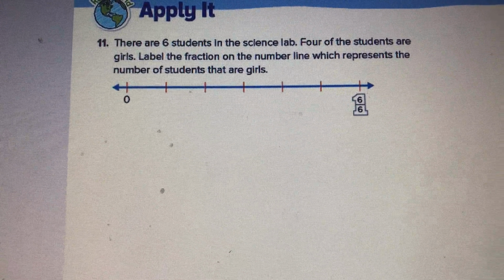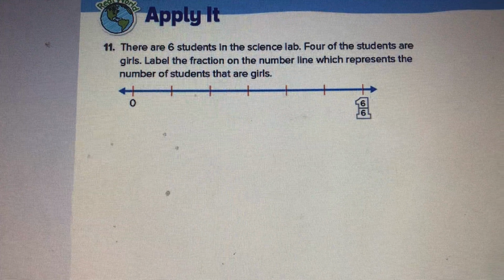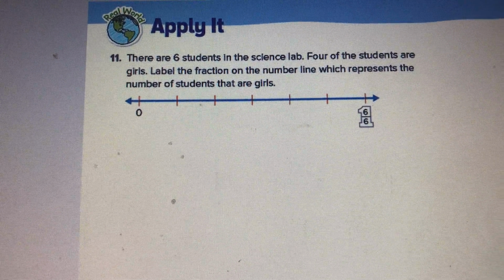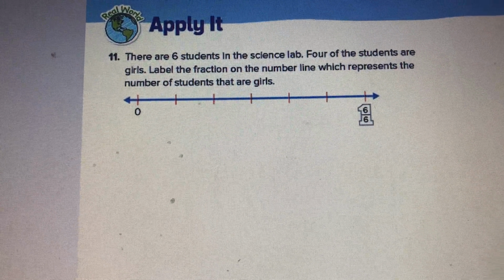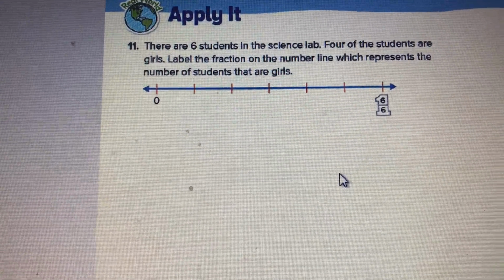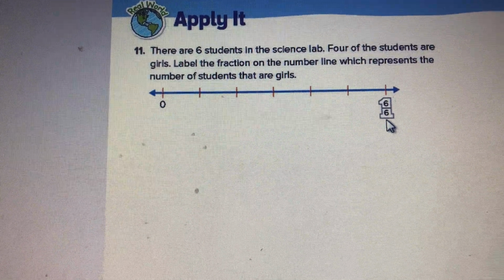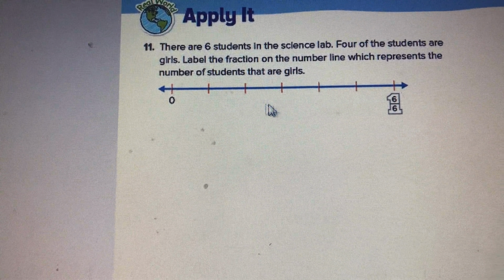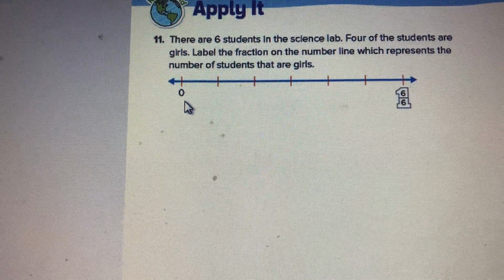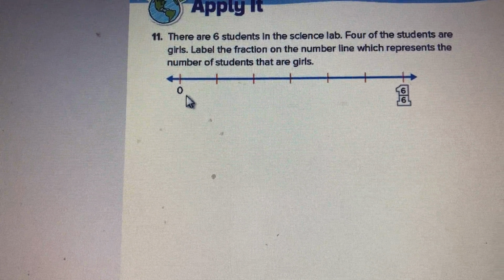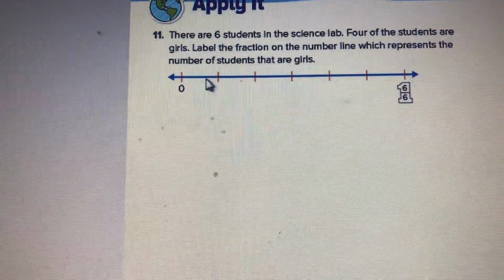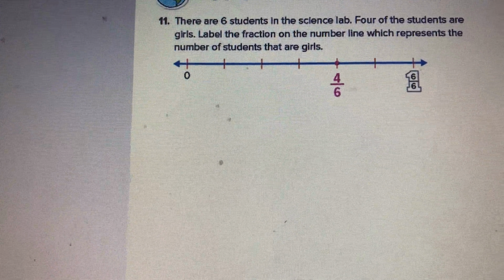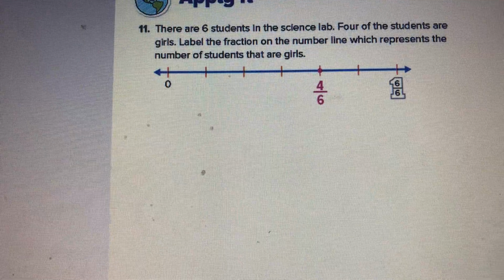There are 6 students in the science lab. 4 of the students are girls. Label the fraction on the number line which represents the number of students that are girls. All we need to do here is see that our number line is divided into 6 equal parts. This is 6/6, so this would be 5/6, 4/6, 3/6, 2/6, 1/6, and then 0. So 4 of the students are girls, so we just need to find 4/6. 2, 3, 4. We should be able to label that right there. Yep. Put a dot and write 4/6.